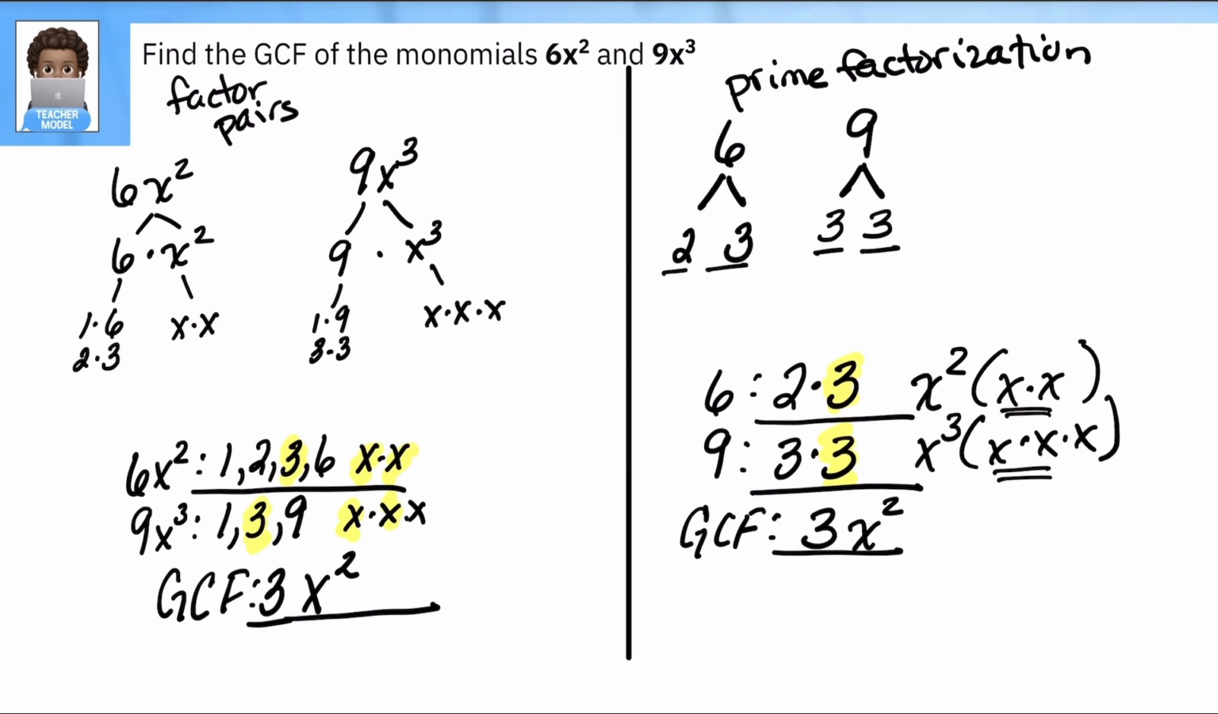So either way will work. If you would rather list the factor pairs or do it with mental math, sometimes by this level in algebra, you could just look at two numbers and just know what the greatest common factor is. Whichever one works for you, but you want to make sure you're fully factorizing numbers and get the greatest common factor possible. So whichever method works for you, hit pause and jot this down into your notes.